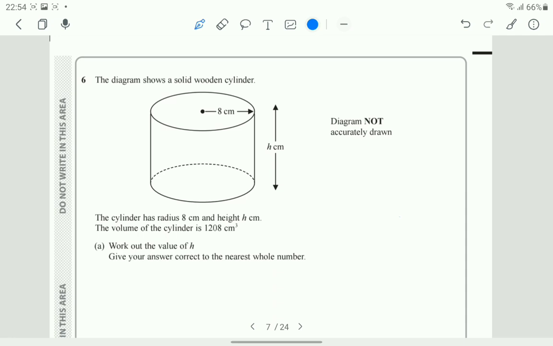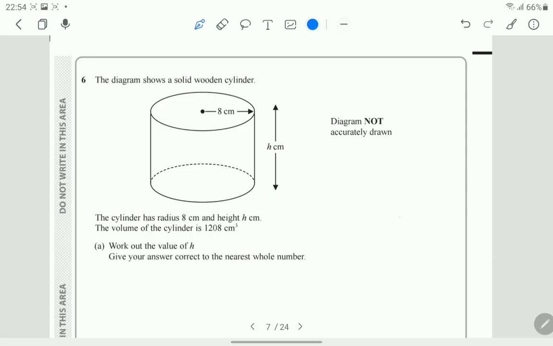Sixth question of the exam, let's give it a read. The diagram shows a solid wooden cylinder. The dimensions of this cylinder are given. Radius is 8 centimeters and the height appears to be 8 centimeters, although in the exam you should take the exam's wording and not assume from the shape, because "diagram not accurately drawn" is a disclaimer for that.